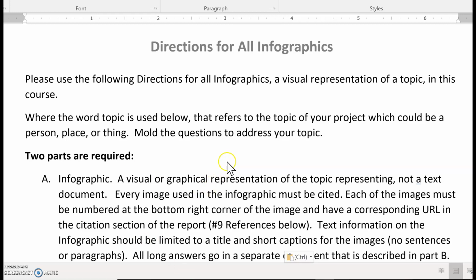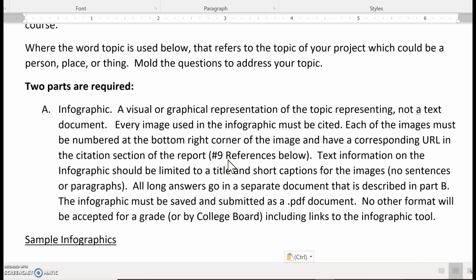There are two parts to all infographic assignments. There is the infographic and then there's the report. In this video, I'm only going to talk about the infographic. In the second video, I will talk about the report. So the infographic. First of all, an infographic is a visual or graphical representation of the topic that you are representing. It is not a text document.